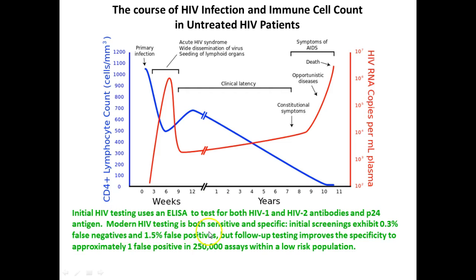One HIV test is both sensitive and specific. Additionally, screens exhibit 0.3% false negatives and 1.5% false positives. But follow-up testing improves the specificity to approximately 1 false positive in every 250,000 assays. The very low risk population. So they do additional testing, right? Because you don't want to give someone this prognosis unless you're absolutely sure.